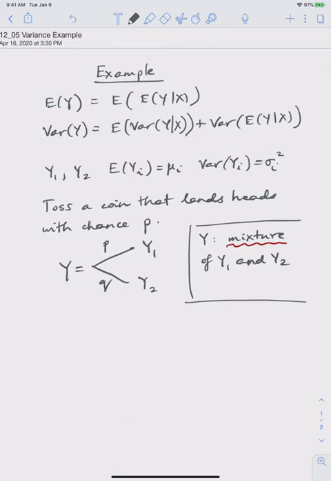So we'll say the distribution of y is a mixture of the two distributions, or y is a mixture of the two random variables. Okay, so we are going to find the expectation and the variance of y based on what we know about the expectation and variance of the two individual random variables, and of course what we know about the coin. So let's give the coin toss a name. So let x be the indicator of heads.